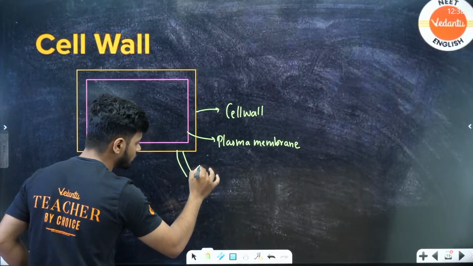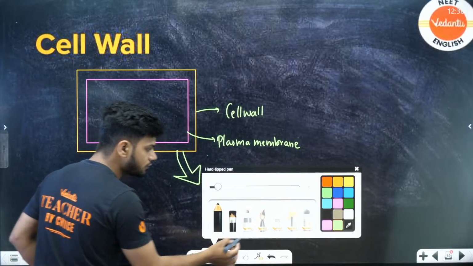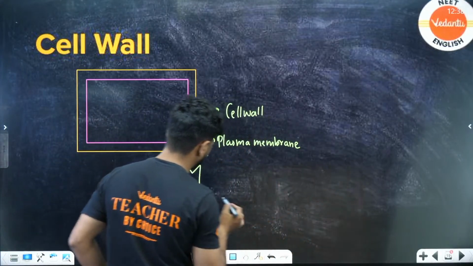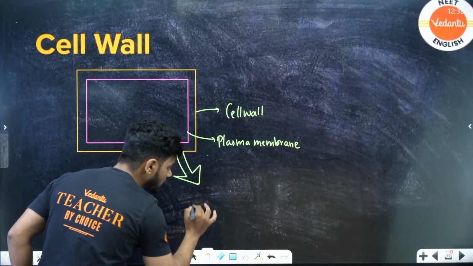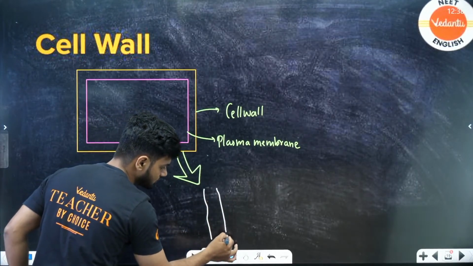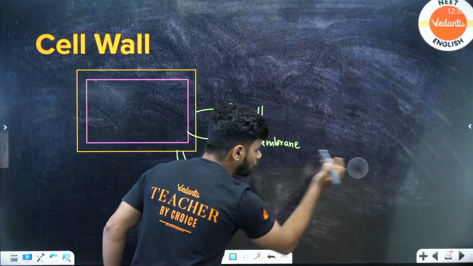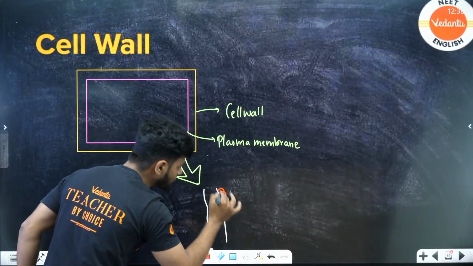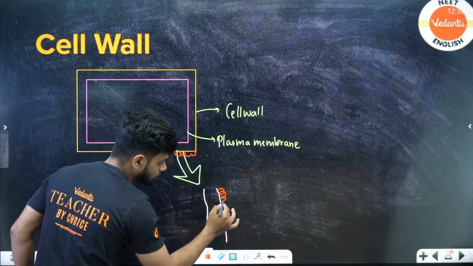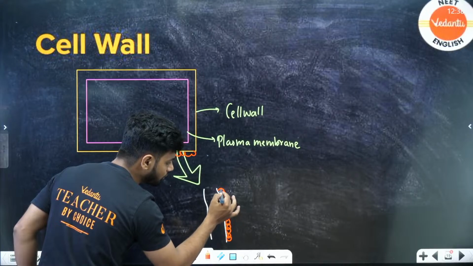Can we focus on the cell wall? Let's look deeply into the cell wall. If you look at the structure of cell wall, it somewhat looks like this. This is your entire cell wall. Now, on the outer side of the cell wall, we have certain type of chemical deposition.